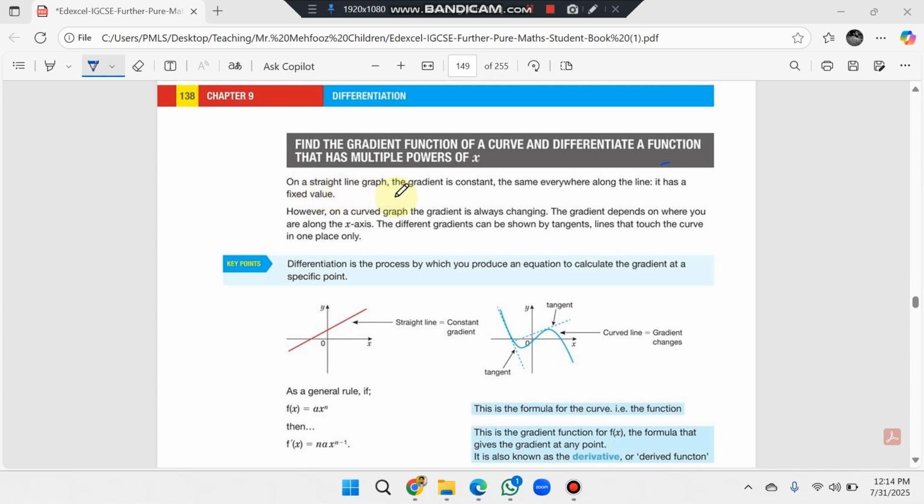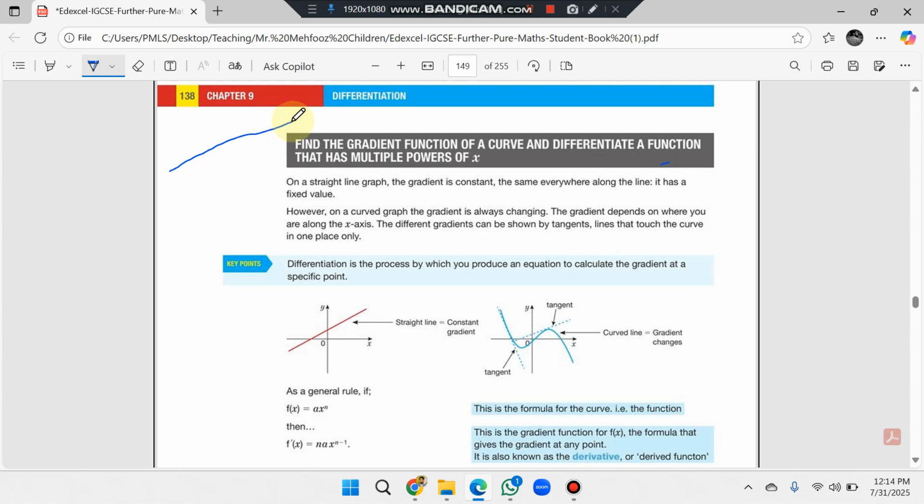On a straight line graph, the gradient is constant. When we have a straight line graph, it means that its gradient will be the same anywhere along the line. It has a fixed value. For example, let's suppose this is a straight line. The gradient of that part and the gradient of that part all have the same constant value, right?